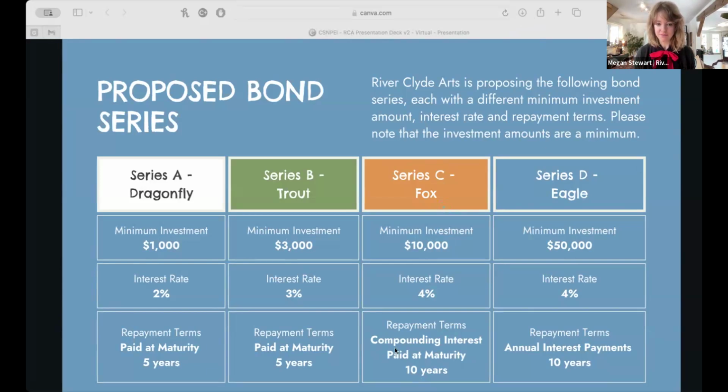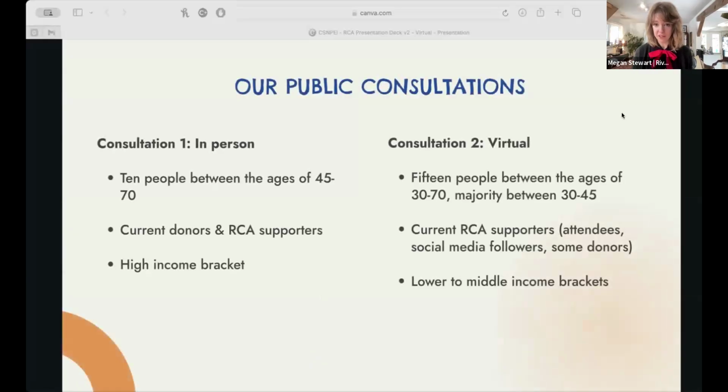Any other questions? I'll take a moment to talk about the public consultations that we did.